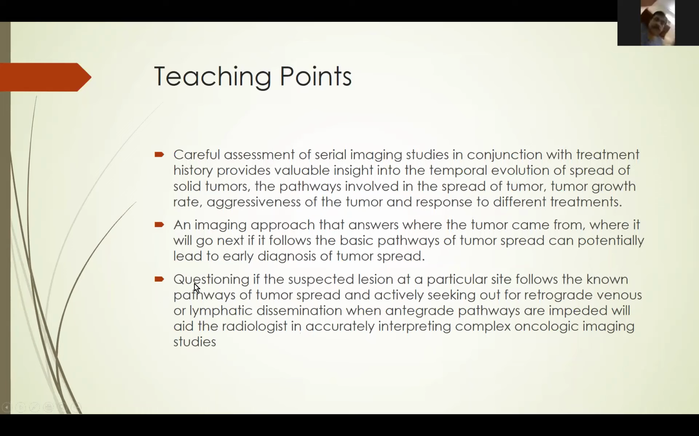And also, if a suspected lesion at a particular site does not follow known pathways of tumor spread, you should question that lesion. And maybe it's a good idea to get a biopsy. And also actively seeking out retrograde venous and lymphatic spread is one good search pattern that I would encourage you to develop.